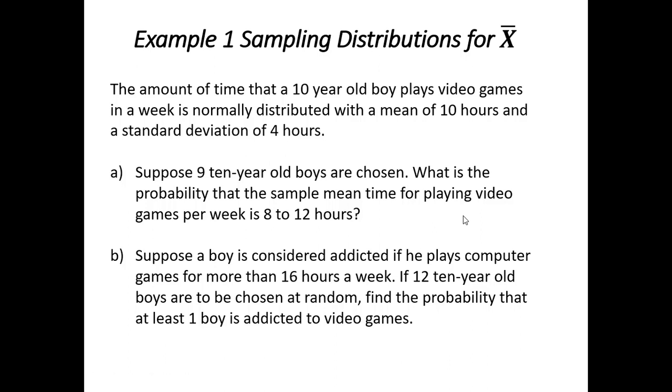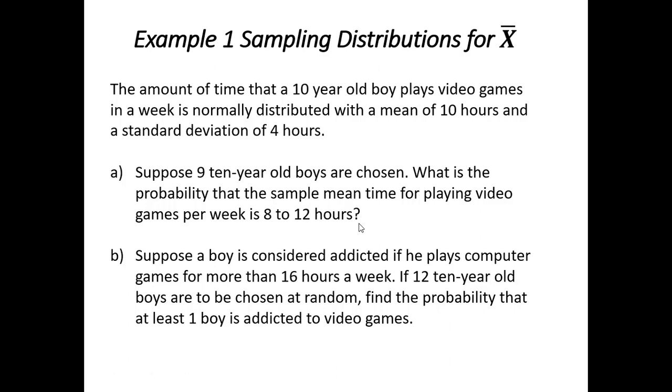Notice it's a little different from the type of problem we looked at in Chapter 4. In Chapter 4, we might have said, suppose we pick one boy at random. What's the probability they play between 8 and 12 hours per week? But here we're saying, we're going to choose a sample. What's the probability the sample mean is between 8 and 12 hours? All right, so let's take a look at that.